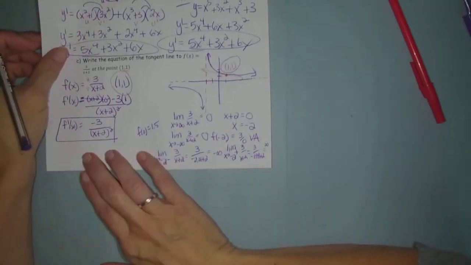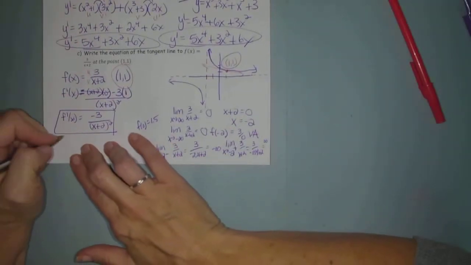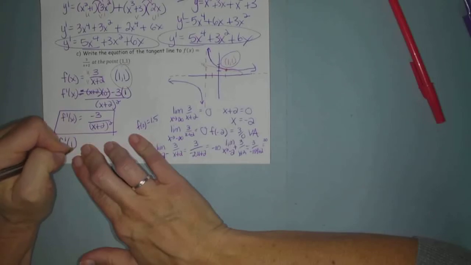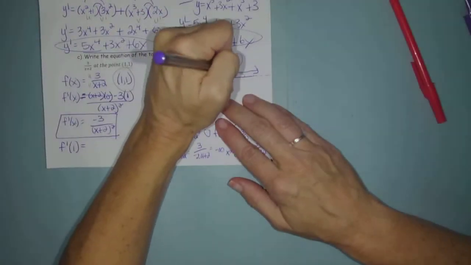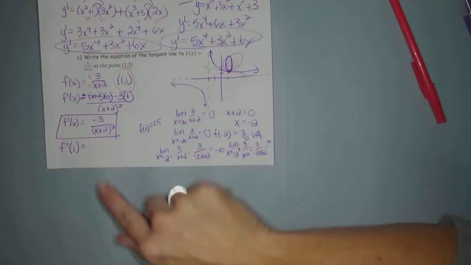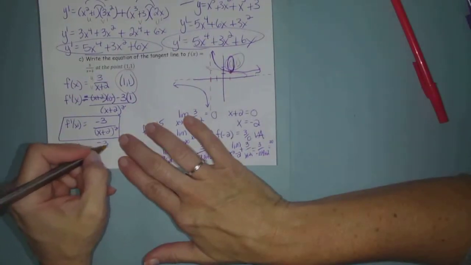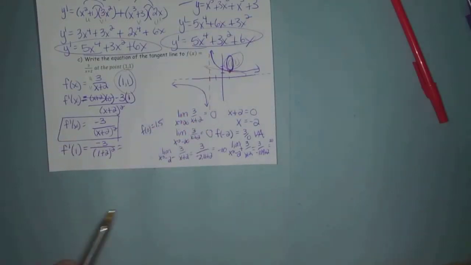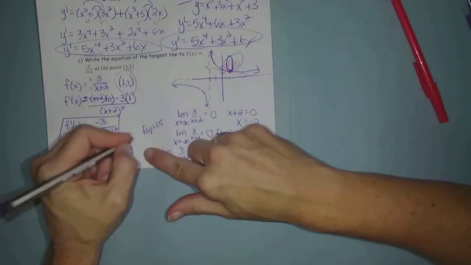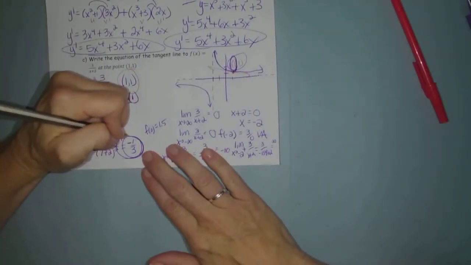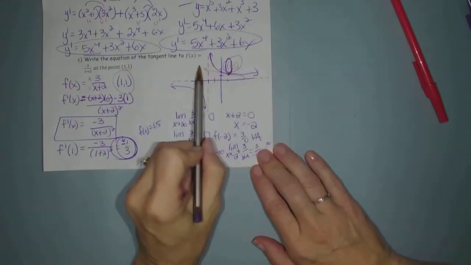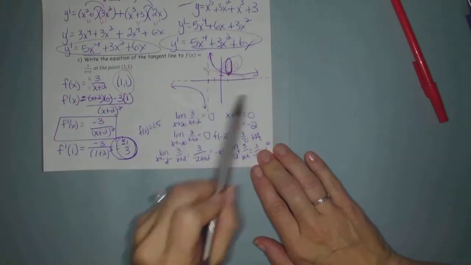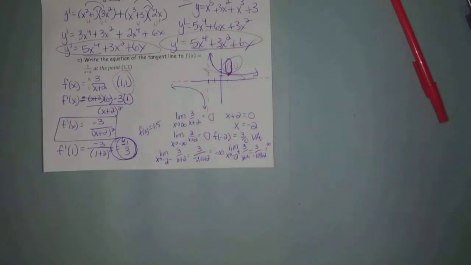So it's easy. All I do is take my f prime of x and make it f prime of 1 because the x is 1. So when I do that, I get negative 3 over quantity 1 plus 2 squared. Well, that's negative 3 over 9, which reduces to negative 1/3. That's a really good sign that I got a negative because look at the way that line is sloping. That red line has a negative slope, so that's a good sign. So I just finish it off.